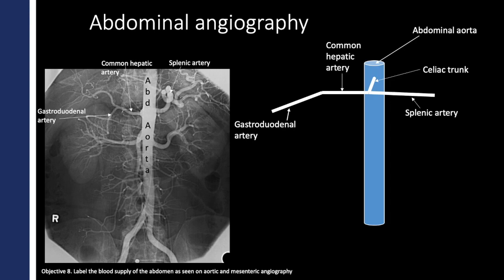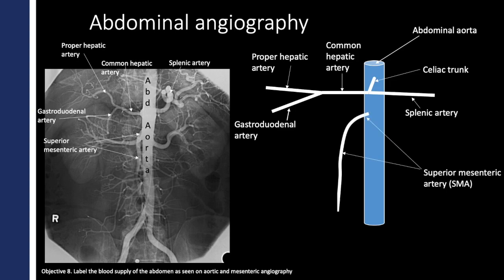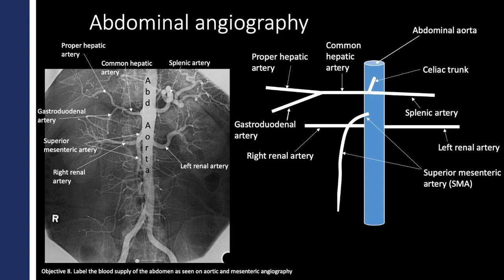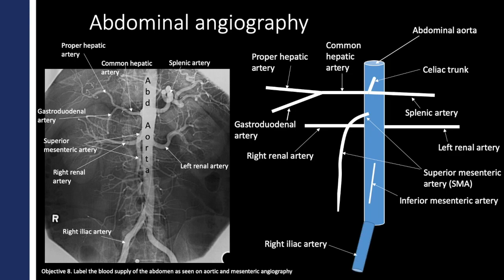Off of the common hepatic, we've got our gastroduodenal artery. We've also got our proper hepatic artery. Coming on down is the mouth of aorta man, which is our superior mesenteric artery, or SMA. Then we've got our right renal artery and our left renal artery. Here's our inferior mesenteric artery, which was the belly button of aorta man. Here's our leg, which would be the right common iliac artery, and our left common iliac artery. So be able to label each of these.